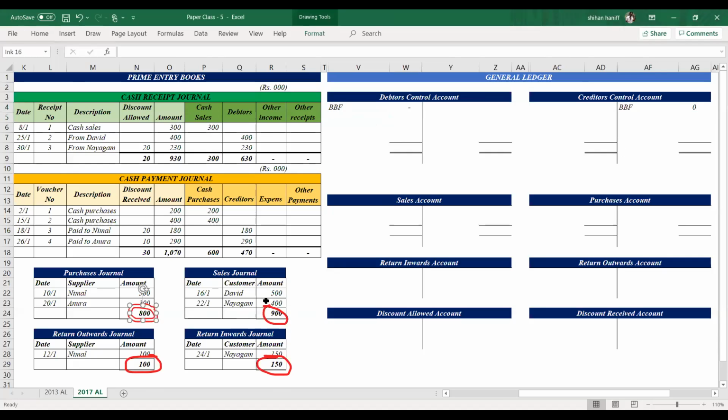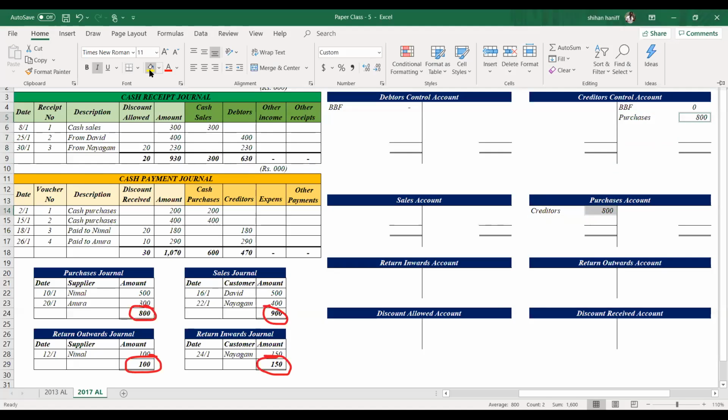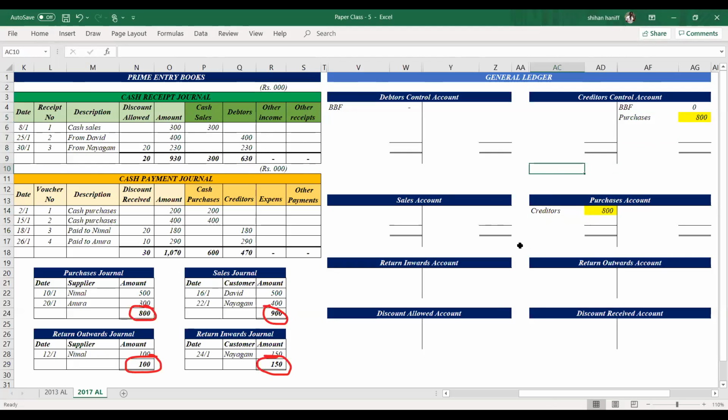Purchases journal total 800. Double entry for purchases: you have to debit the purchases account and credit the creditors control account. Purchases account debit. Creditors account credit. That's the double entry for purchases.